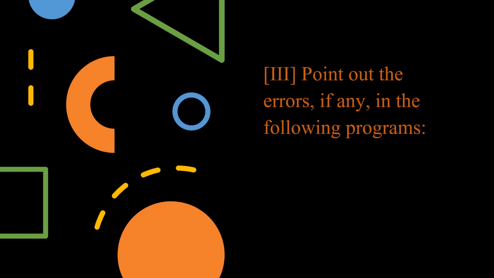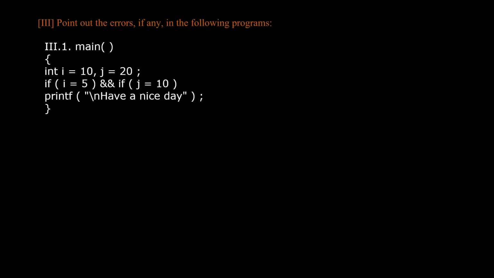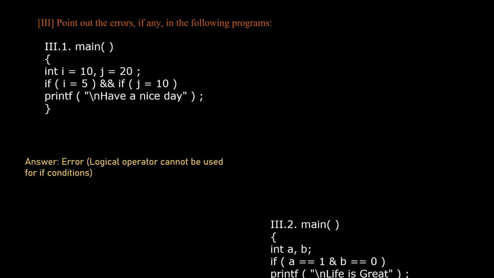The next set is point out the errors, if any, in the following programs. So let's see the first question in this. i is equal to 10, j is equal to 20. If i is equal to 5 and if j equal to 10. Logical AND is done on if conditions. Is this allowed in C? No, it is not allowed. So it will throw an error.